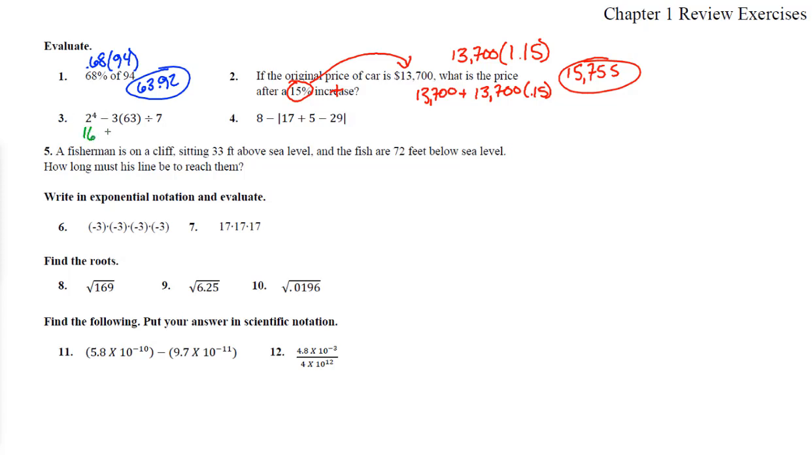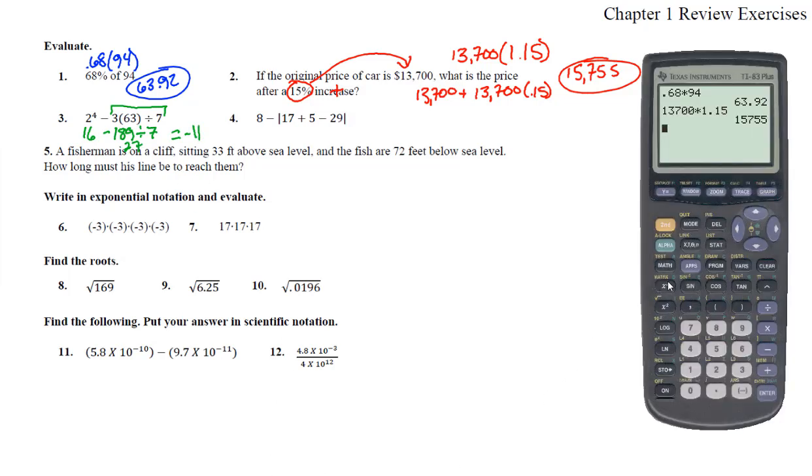2 to the 4th is 16 minus 3 times 63 is 189 divided by 7. 189 divided by 7, this is right here. Multiplication and division can all go left to right, or we could have done 63 divided by 7 first, which is 9 times 3 is 27. Either way, we get 16 minus 27, which equals negative 11. And note on the calculator, we can just type it in just like that. 2 to the 4th minus 3 times 63, and you could use the parentheses there, divided by 7, and negative 11.